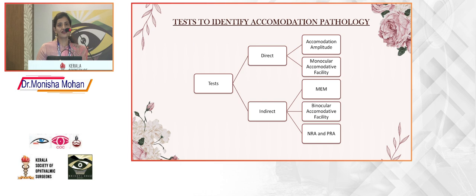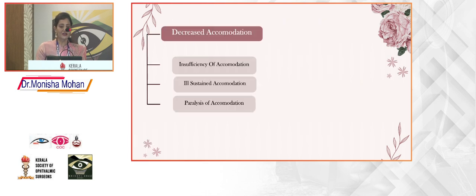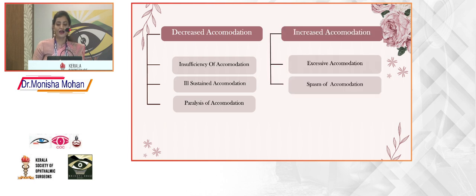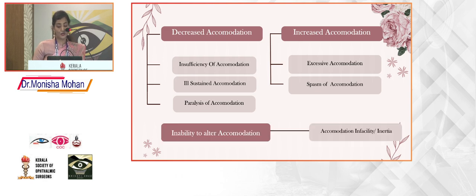In binocular accommodation facility, you have vergence also playing a part. So again, it's indirect. And with NRA and PRA, you're stimulating and relaxing the accommodation with the lenses. So, like I mentioned, decreased accommodation could be insufficiency or ill-sustained. Paralysis is a slightly different entity. Increased would be excessive, or rather spasm. And inability to alter from distance to near or from near to distance is your infacility or inertia.